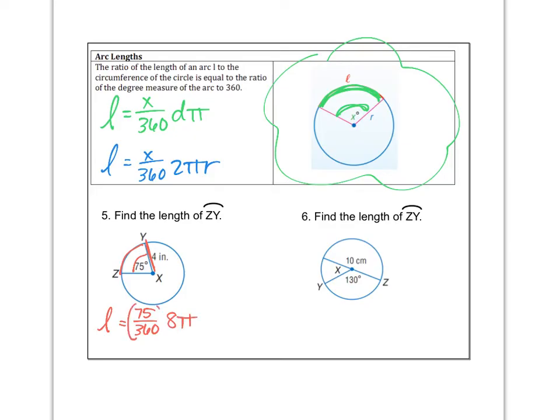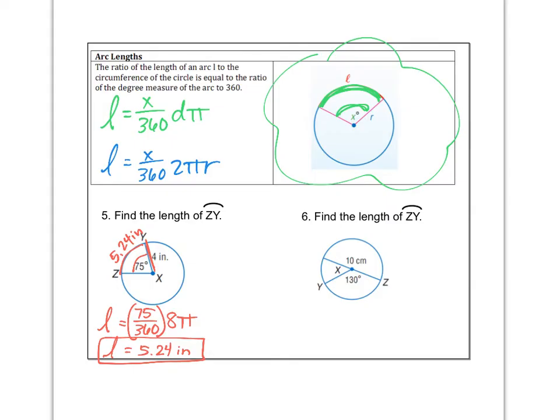When you type this in your calculator, you're likely going to need parentheses around the 75 divided by 360. So go ahead and type that in. If you're doing it correctly, the length of this arc should be 5.24 inches. You might want to check to see if that seems logical. Could this be 5.24 inches? It seems logical to me if the radius is 4. Looks about right.